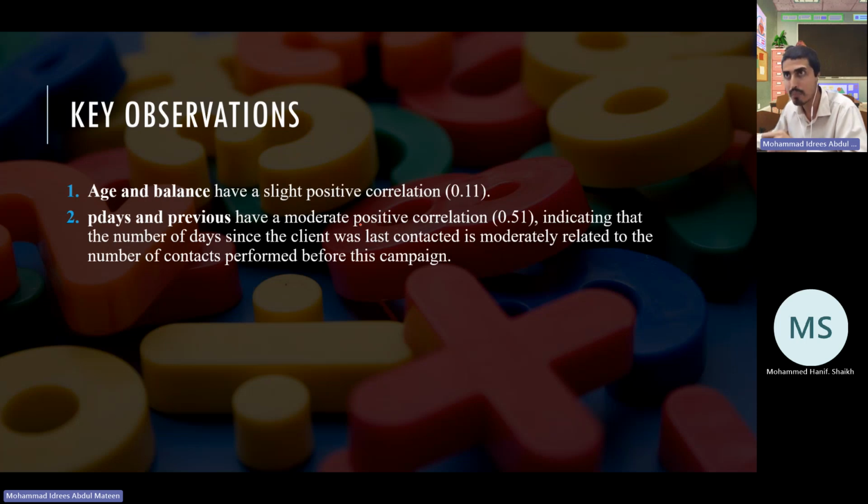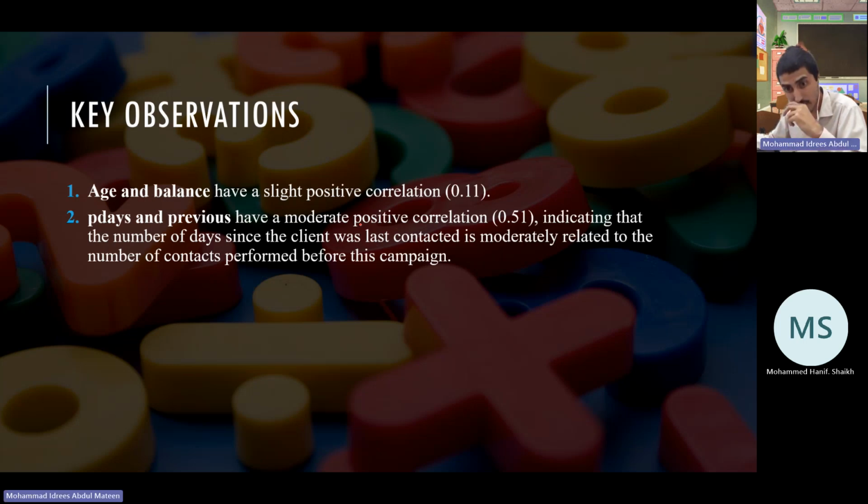While pdays and pos have a moderate positive correlation of 0.51, indicating that the number of days since the client was last contacted is moderately related to the number of contacts performed before this campaign. Means to say that the days since the client was last contacted is also positive, with the contact that happened before the campaign and the last contact, meaning the client can be contacted again.